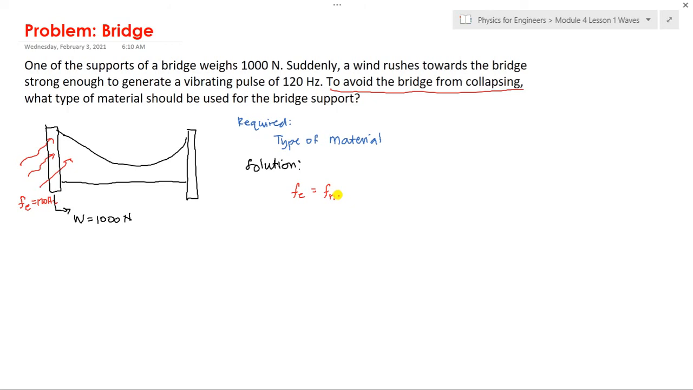So we solve this. Given Fe, we have 120 Hz equals the natural frequency, which is the square root of k over m. Since the given is weight, m is the weight divided by the acceleration due to gravity. Rearranging, we have the square root of kg all over the weight.